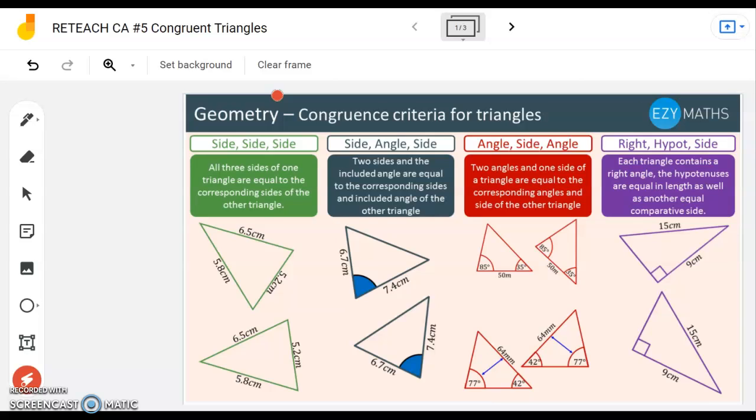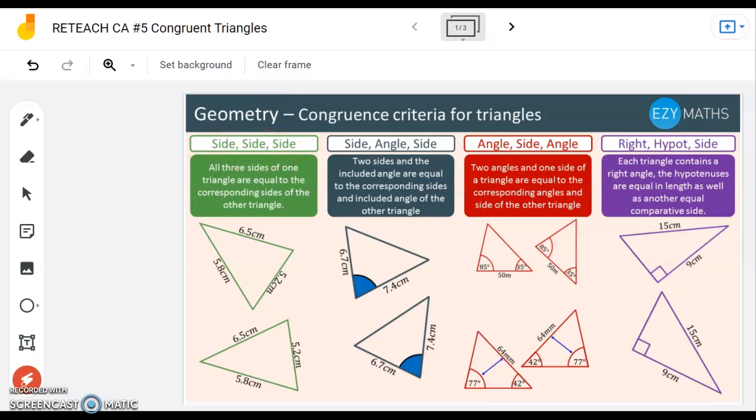These 5 theorems allow us to prove 3 parts instead of 6. That's better because I would rather try to prove 3 parts are congruent rather than all 6. Okay, so the first one is side, side, side.